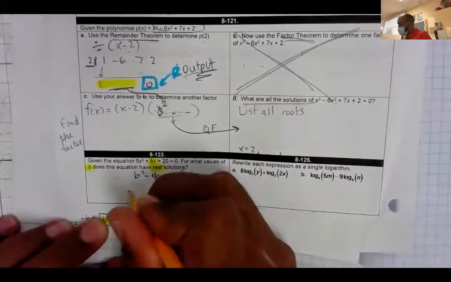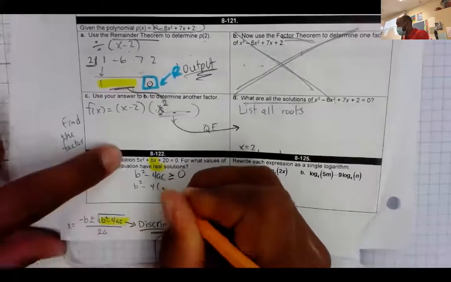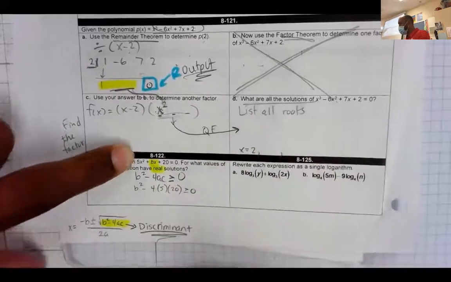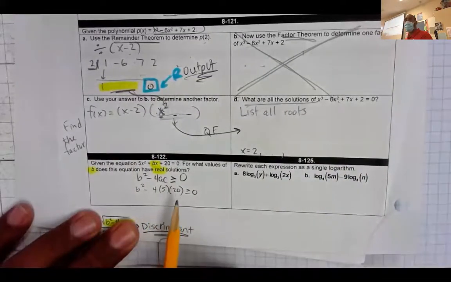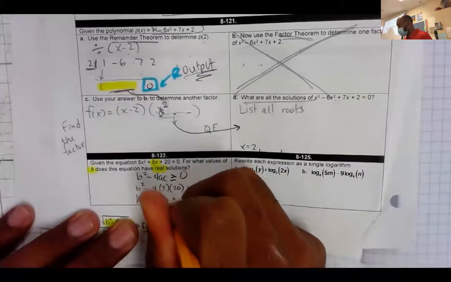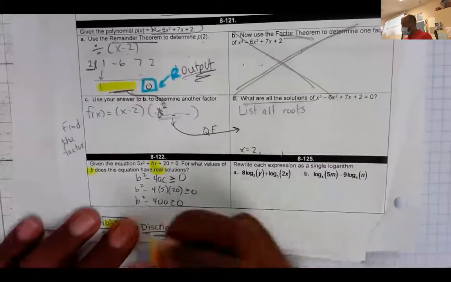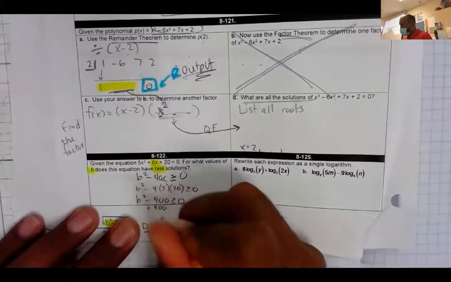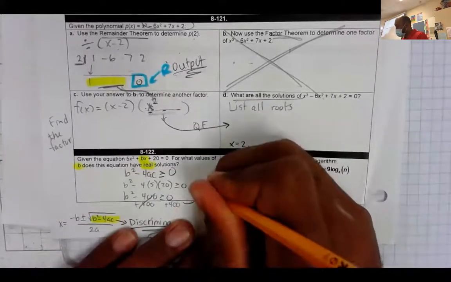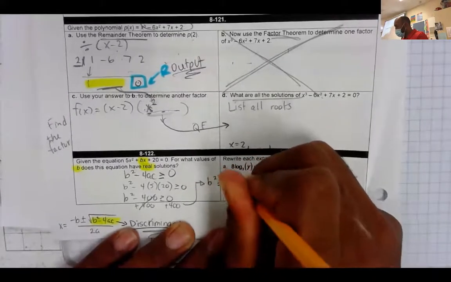Okay, so we don't know b, so we leave that alone, but we know a and c. So 4 times a, which is 5, times c, which is 20. If I multiply 4 times 5, that's 20, times 20 again, that's 400. Okay, now if you guys notice, it's an inequality, so it's going to be solved slightly differently at the end here. So I'm going to add 400 to both sides. I end up with b squared is greater than or equal to 400.